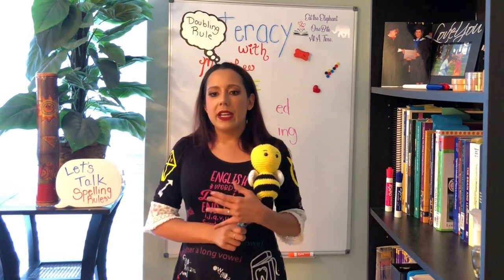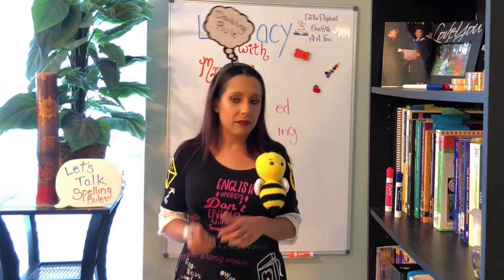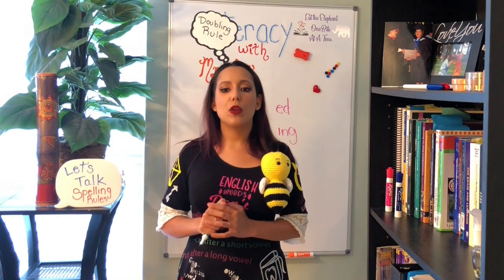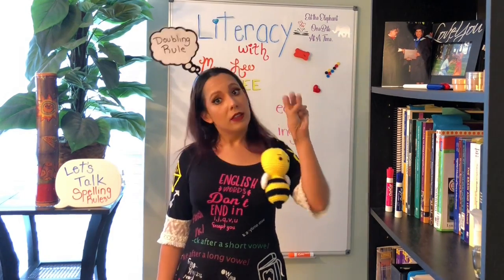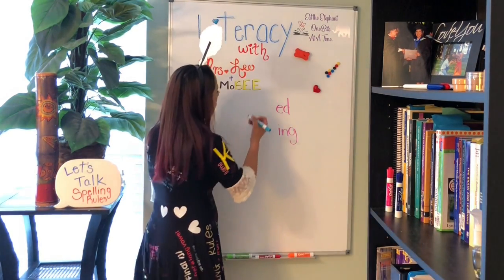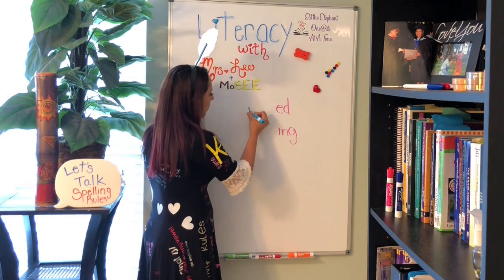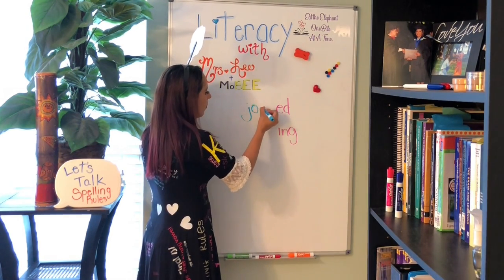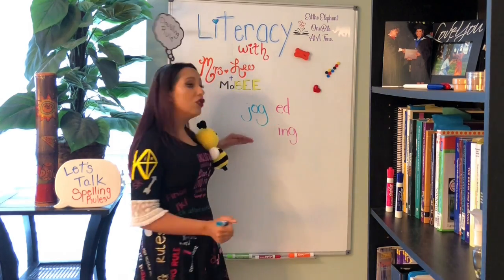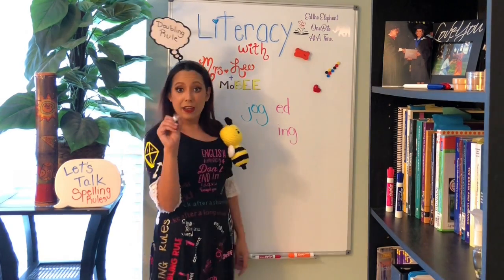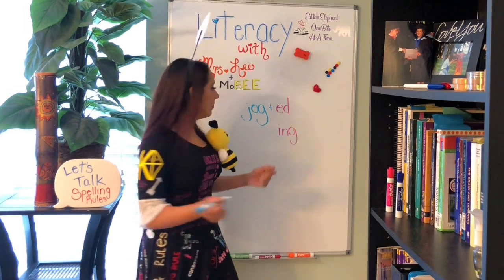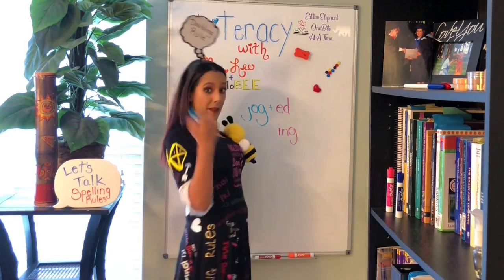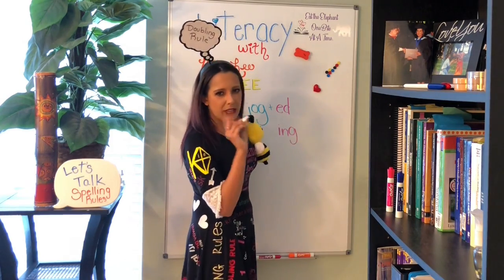My word is jog. Ready? Let's finger spell the word jog. J-O-G. Jog. Now let's add my ed suffix to make it past tense, something that I've already done, which I have not.